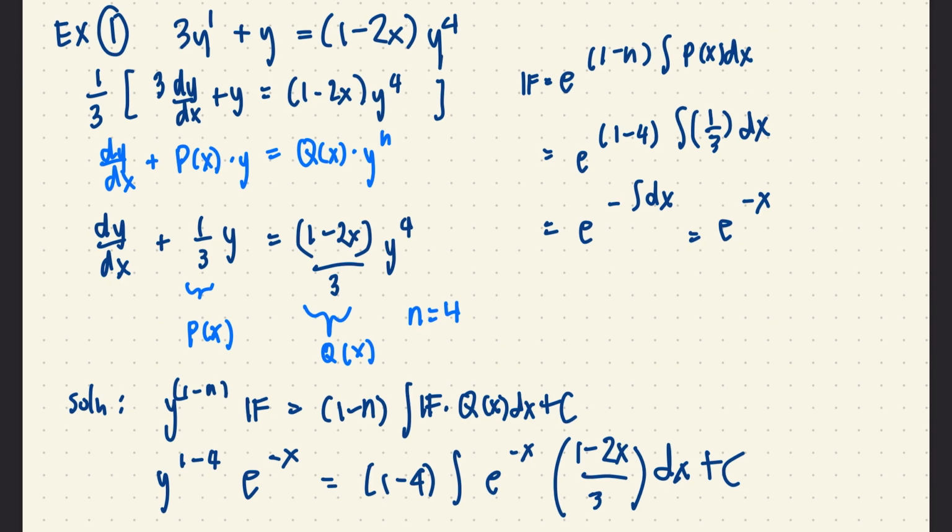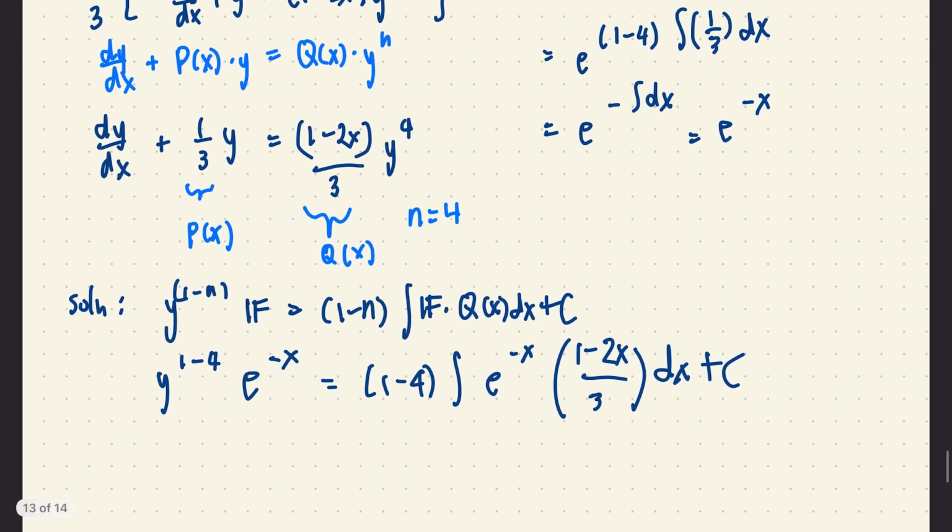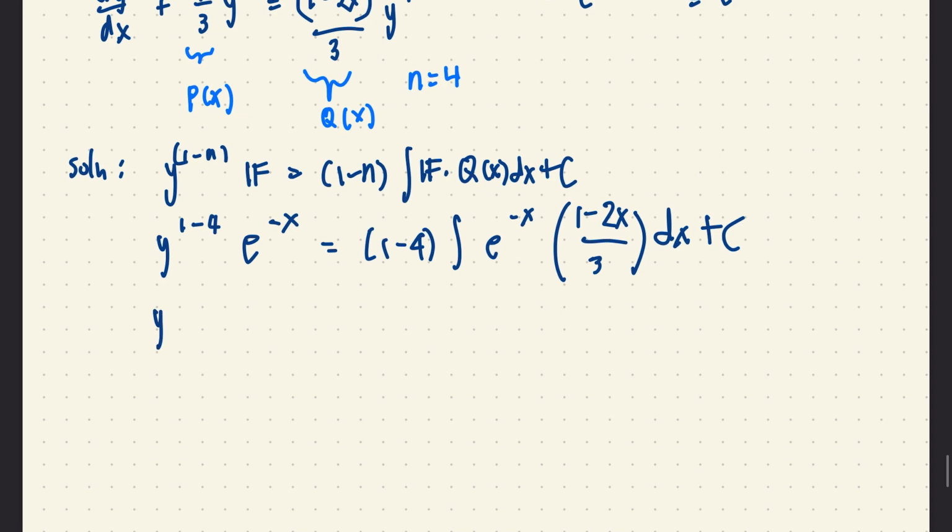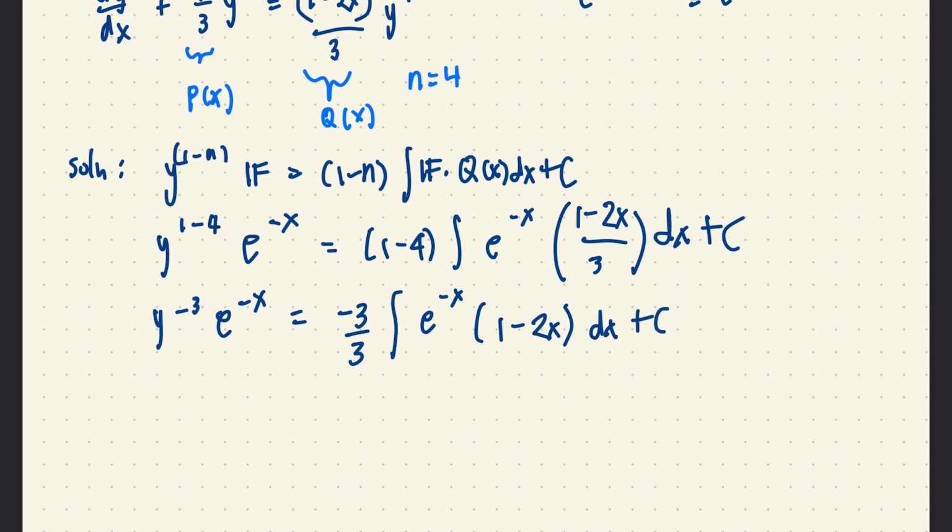So once you have this, we can just simplify. So this becomes y raised to negative 3 e raised to negative x is equal to negative 3 times the integral of e raised to negative x. We can put 3 outside as well, so it will be over 3. Then 1 minus 2x dx plus c. So this just becomes negative 1.